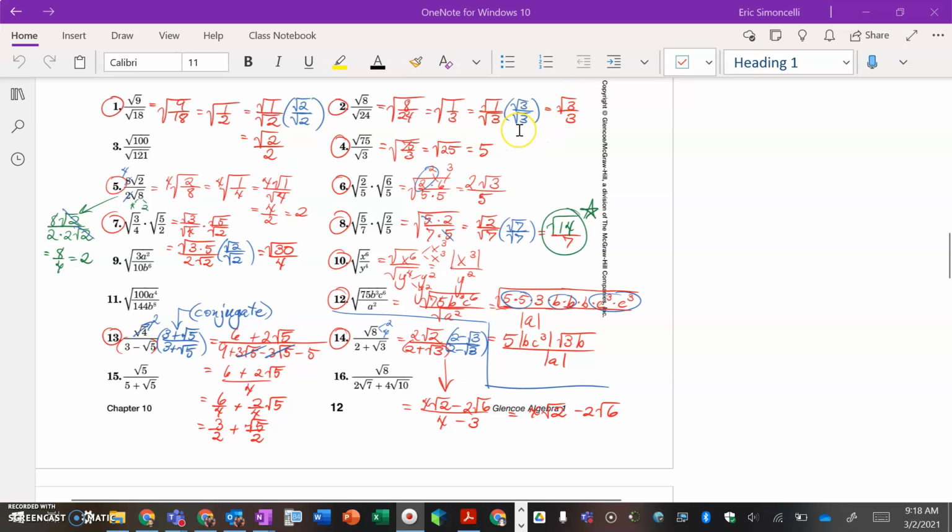Multiplying these two, of course, the square root of 9 just gives us 3. And there's your final answer simplified. Number 4, square root of 75 over square root of 3. We can rewrite this as root 75/3.